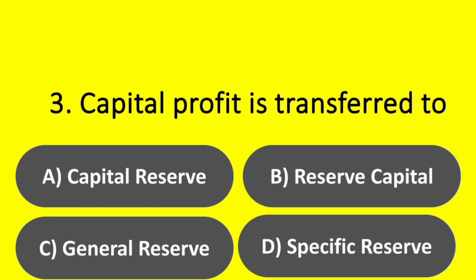Capital profit is transferred to option A capital reserve, option B reserve capital, option C general reserve, option D specific reserve. Answer option A capital reserve.